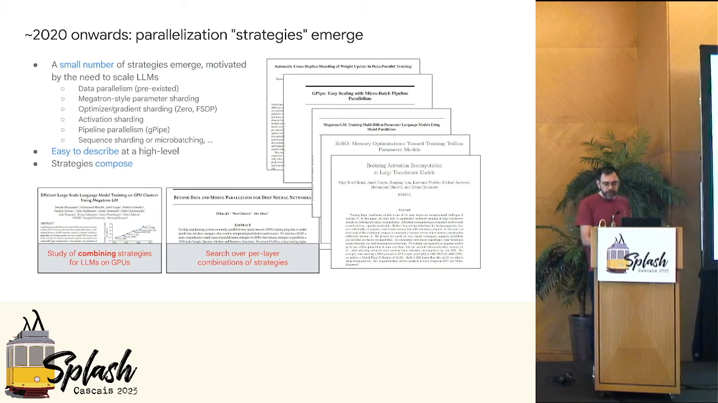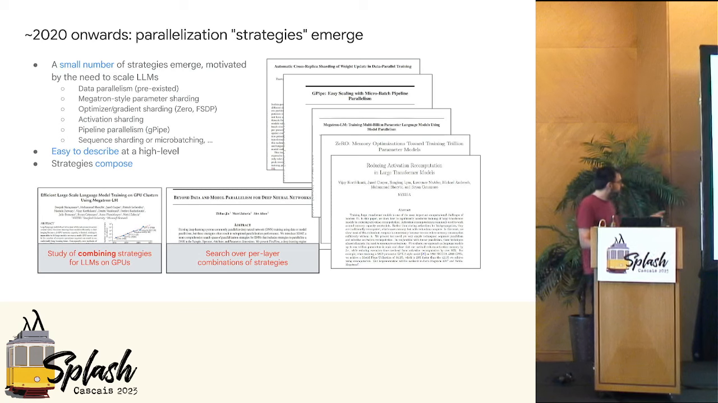From around 2020 onwards, it was pretty clear that certain parallelization strategies emerged. So if you want to parallelize a program, it wasn't a completely unstructured way of doing it. And some of these strategies were motivated by the need to scale for these large language models that everyone is hearing about these days. Data parallelism pre-existed, but certain forms of parameter sharding appeared, like Megatron-style parameter sharding, optimizer gradient sharding. I'm just throwing some terms here and some papers on the right. And the key thing for this conference is that these were all strategies that were a small number of them, easy to describe at a high level, and they composed.